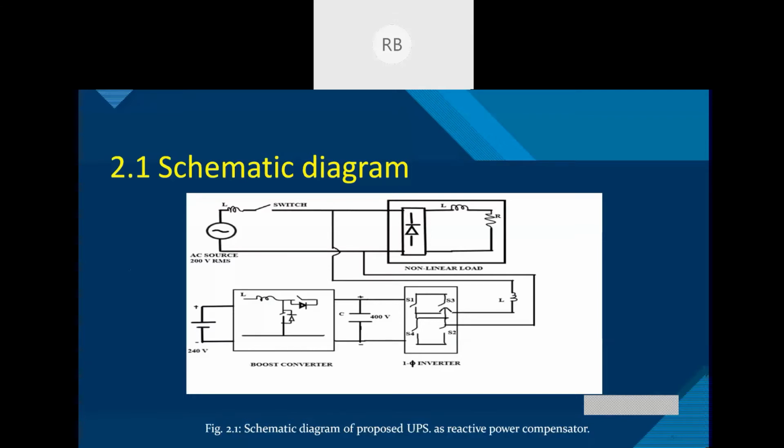But when the switch is off, from the lower part of the picture, the 240 volt is boosted to 400 volt, and then the DC is converted to AC and supplied to the non-linear load. Again, when the switch is on, the upper part, the AC source, supplies current to the load, and when it is off, the lower part supplies it. So this is the main objective of our proposed UPS as a reactive power compensator.